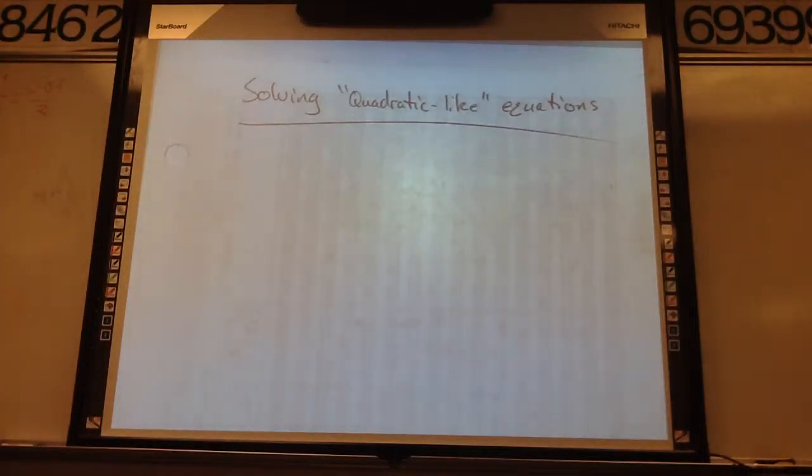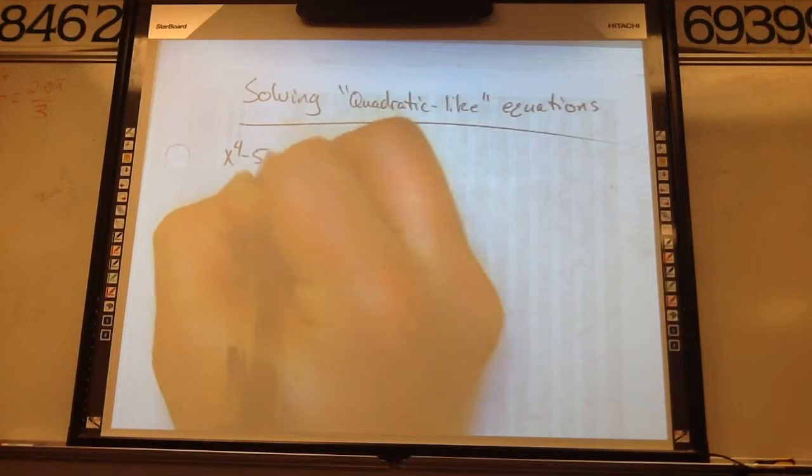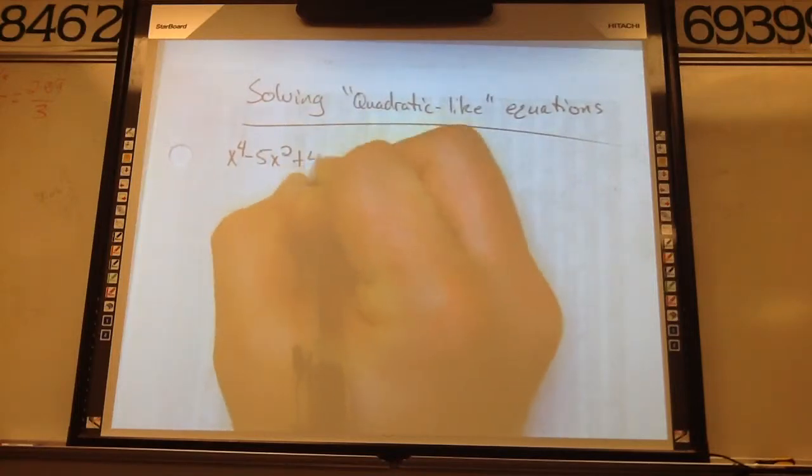Solving quadratic-like equations. We'll see why I put quadratic-like. Because I have to be proper and I can't call them quadratics because it'll make me feel bad as a math teacher. But you solve them the same way. So for example, x to the 4th minus 5x squared plus 4 equals 0.